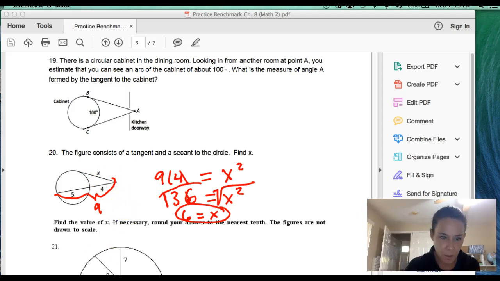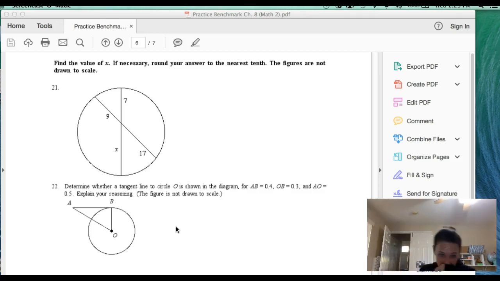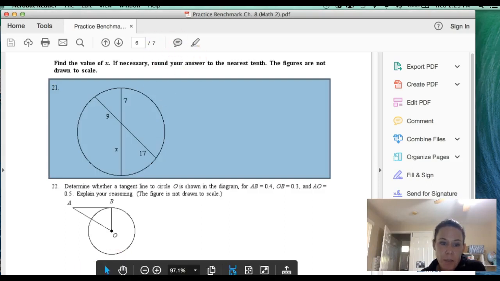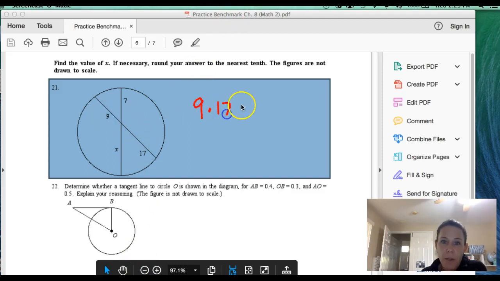All right, scrolling down. Another property from 8.6 is this one. You've got two secants, and they intersect inside the circle, not outside. So in this case, you're just going to multiply this section times this section. So we're just going to go 9 times 17, and that will equal 7 times x. And just do the math. 9 times 17 is 153, and that equals 7x, and then you're just going to divide both sides by 7.